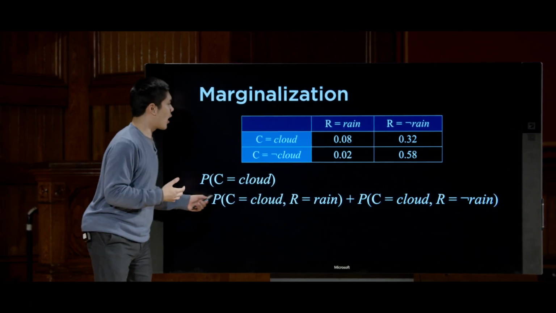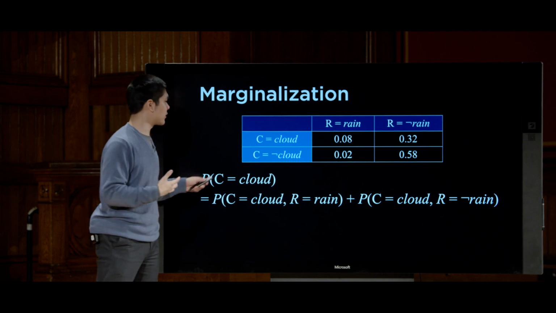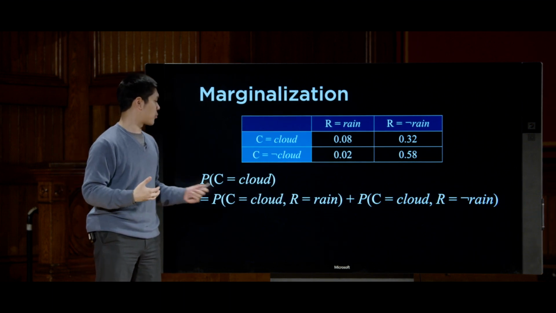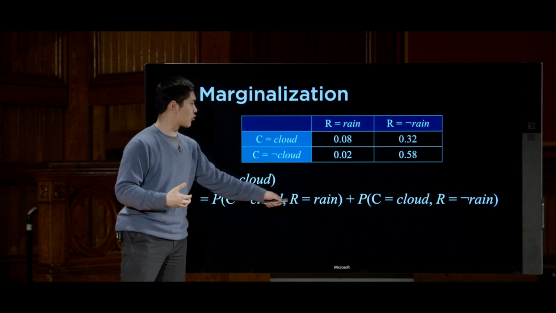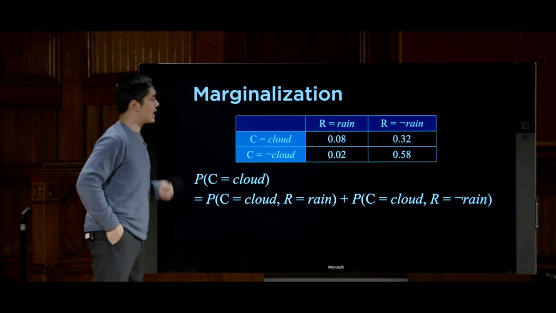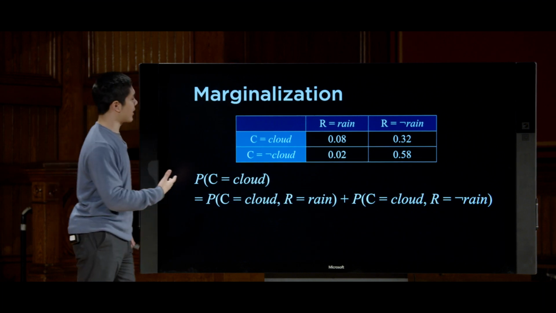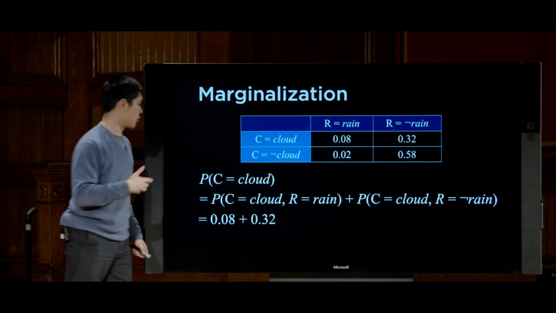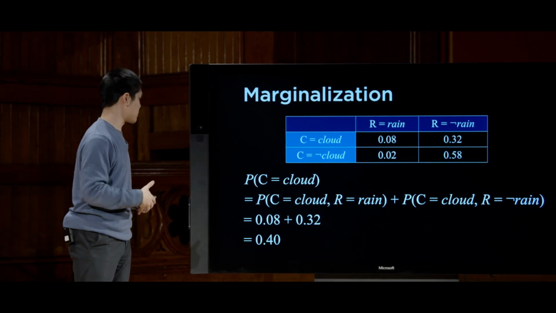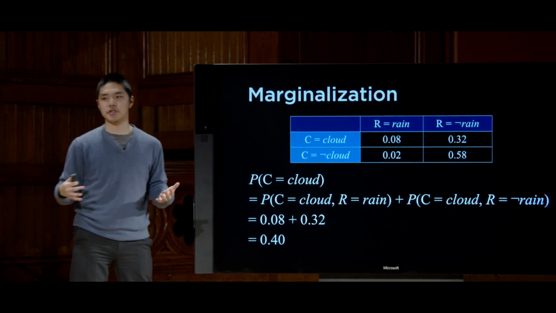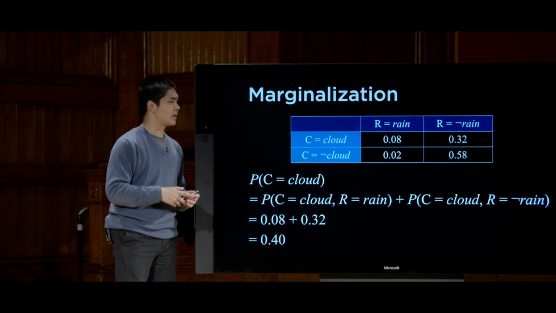And so these now are values that I have access to. These are values that are just inside of this joint probability table. What is the probability that it is both cloudy and rainy? Well, it's just the intersection of these two here, which is 0.08. And the probability that it's cloudy and not raining is, all right, here's cloudy, here's not raining. It's 0.32. So it's 0.08 plus 0.32, which just gives us 0.4. That is the unconditional probability that it is, in fact, cloudy.